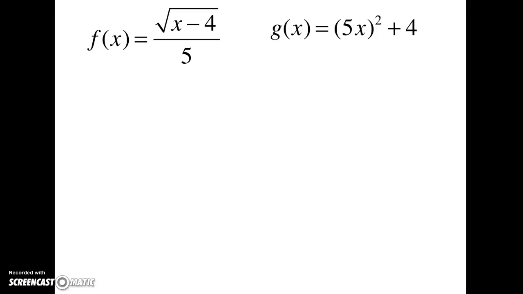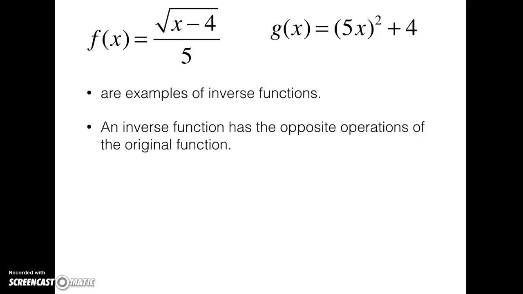Here are two examples of inverse functions. So we have f of x is equal to the square root of (x minus 4) over 5, and g of x is equal to (5x) quantity squared plus 4. These are examples of inverse functions because inverse functions have opposite operations of the original function. For example, you see how we have a square root in f, but a square in g. We have a minus 4 in f, but a plus 4 in g, and then we are dividing by 5 in f, and we're multiplying by 5 in g.